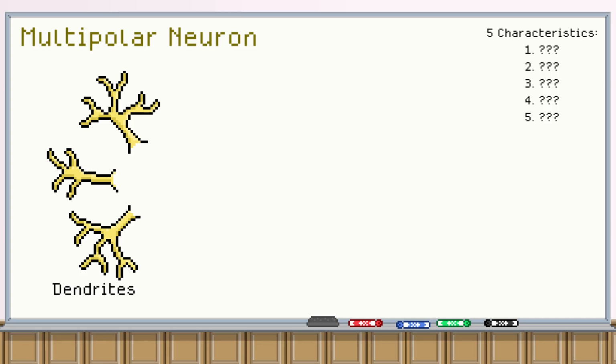Generally, the more dendrites a neuron has, the more stimuli it can receive. So let's give our neuron a stimulus. In this case, let's say it's the arrival of the neurotransmitter glutamate.